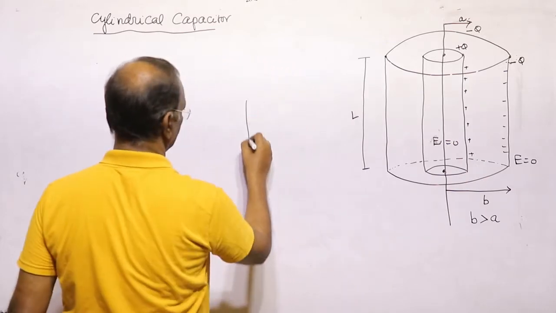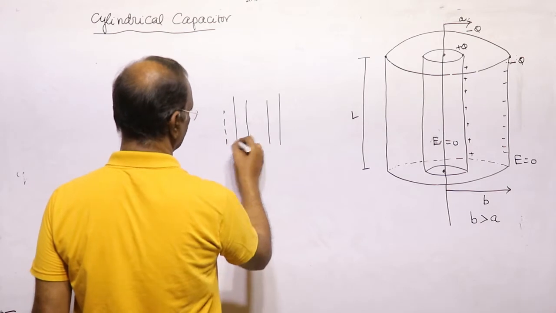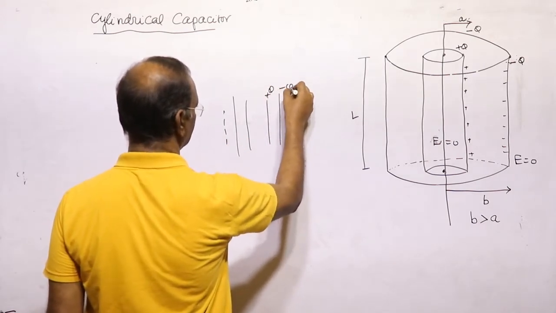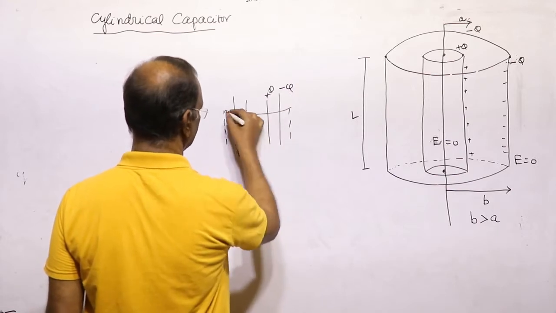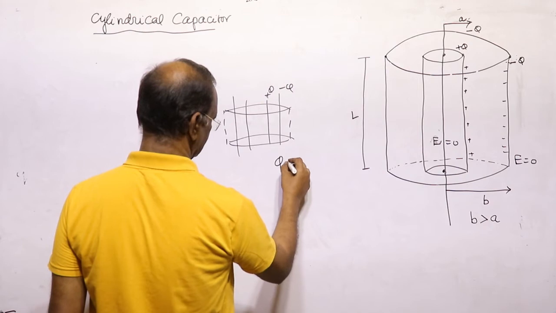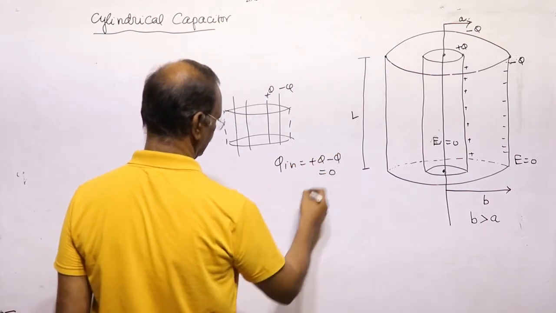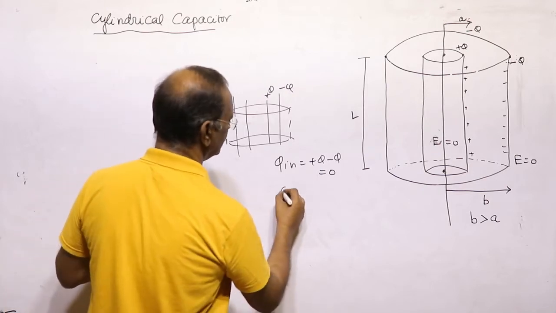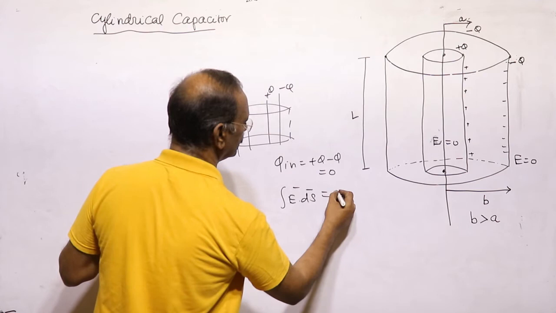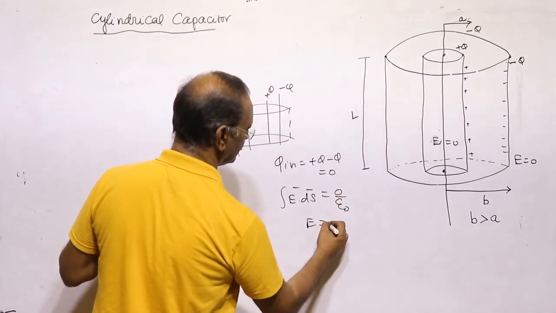See here, this is the inner cylinder, this is the outer cylinder. If we construct a Gaussian surface, this is plus q and this is minus q. So for this Gaussian surface, q inside is equal to plus q minus q, which is equal to 0. So q inside is 0 means integral E dot ds is equal to q in by epsilon naught, that is 0. It means the electric field is equal to 0.